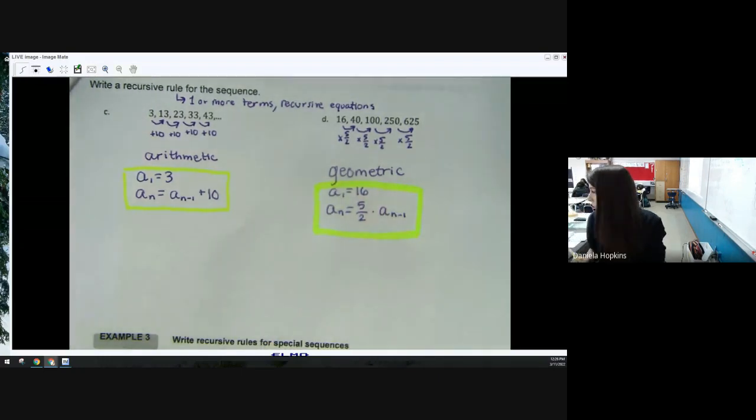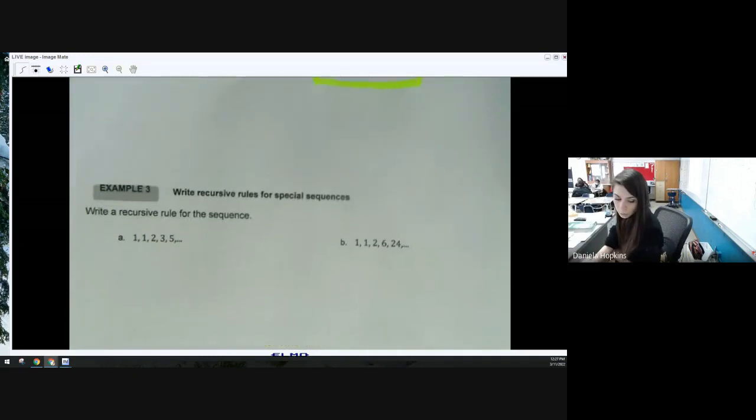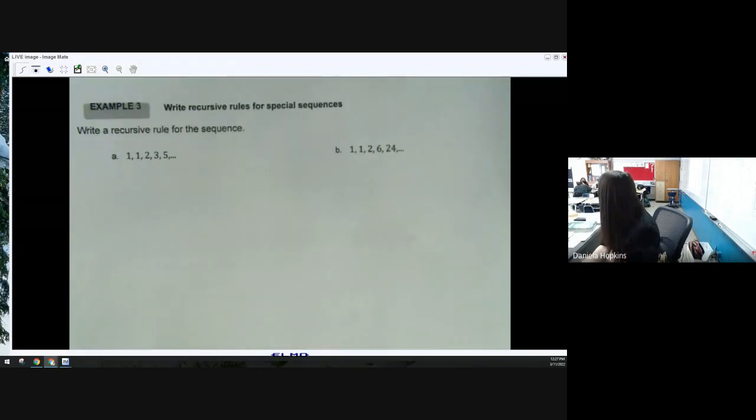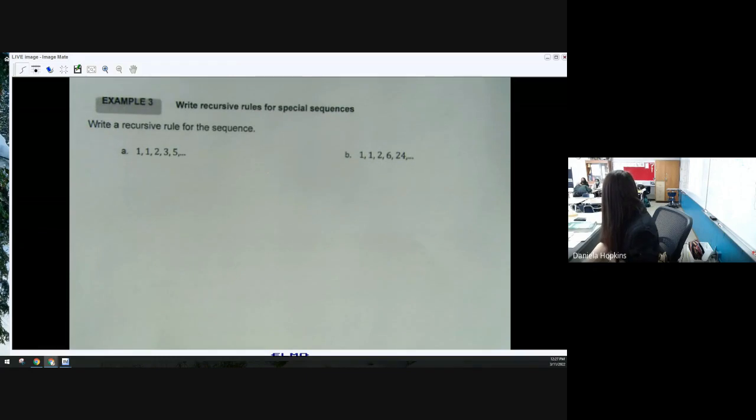Any questions about applying these recursive equations given a sequence? Okay, so example 3 now is writing recursive rules for special sequences. This is where we're going to have something that's neither arithmetic nor geometric. And this also gets into why recursive rules can be helpful.